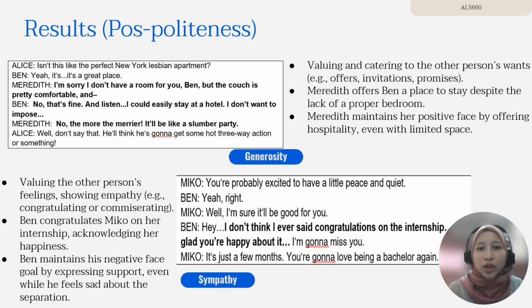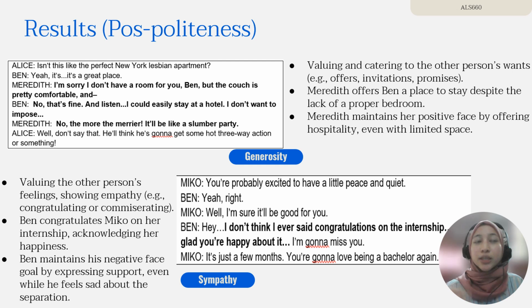Ben, of course, tries to be polite and suggests that he could stay at a hotel, not wanting to impose, but Meredith rejects this, emphasizing that she wants him to stay. This again highlights how she desired to maintain her positive image as a good host.